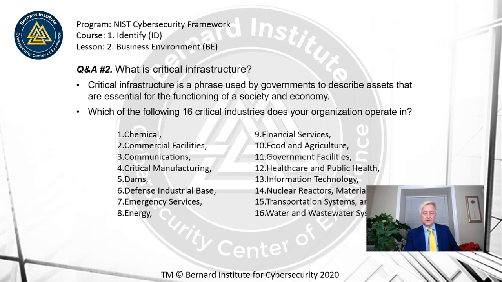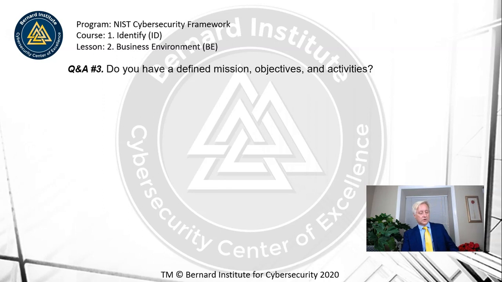What about financial services, food or agriculture, government facilities, healthcare and public health? How about information technology? What about nuclear reactors, materials and wastes? What about transportation systems? How about water and wastewater systems? So those are the 16. Somewhere your organization falls into one of those. Question number 3. Do you have a defined mission, objectives, and activities? Again, it's more like, does your organization have a mission, objectives, and activities defined? They should have. Should be in the strategic plan.